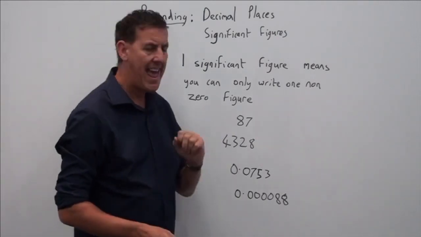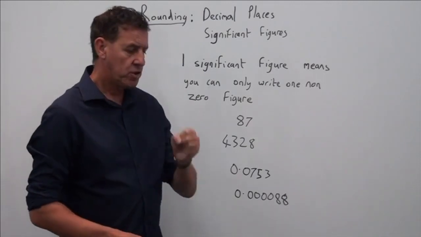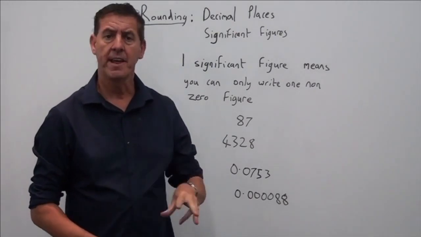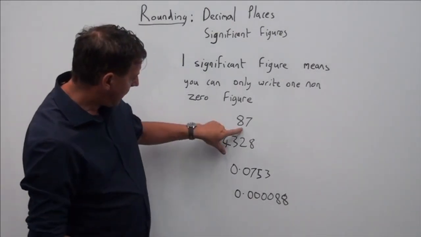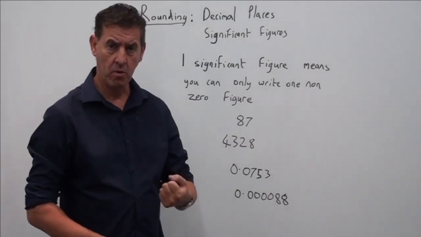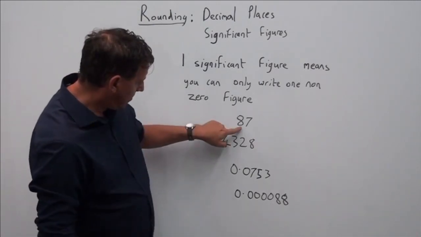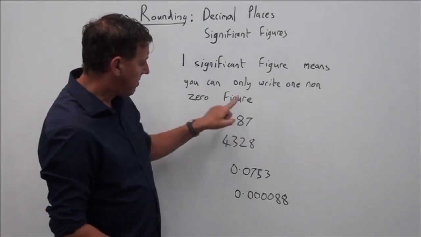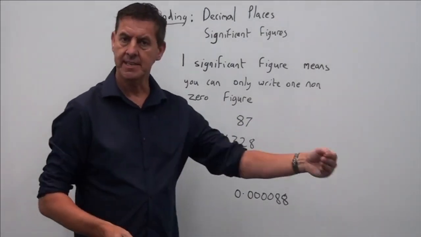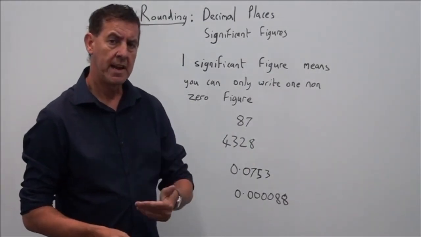So if we start with the number 87, what I've got to do is write just 1 non-zero figure. But I will also have to keep what we call place value. So if you look at 87, I'm either going to write 80 or 90. The one I'm going to choose is a bit like decimal places like we've just done. What is 87 closest to? Is it closer to 90 or is it closer to 80? Well, quite clearly, it's closer to 90.